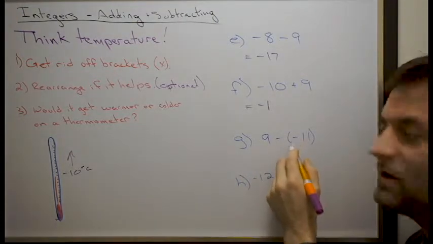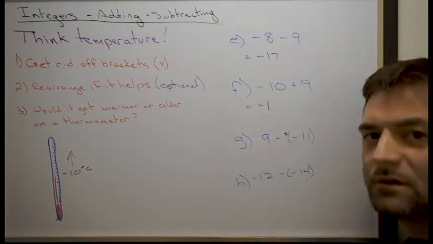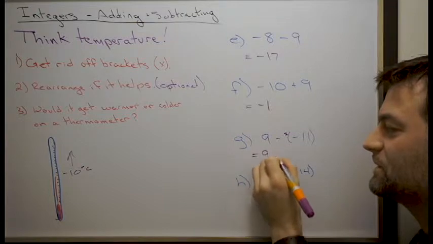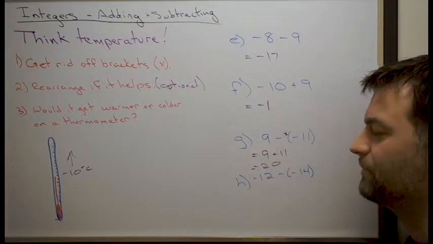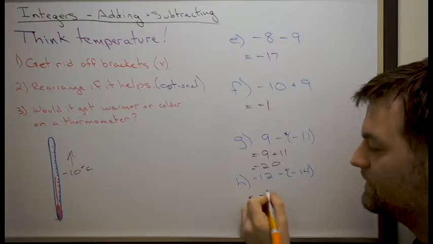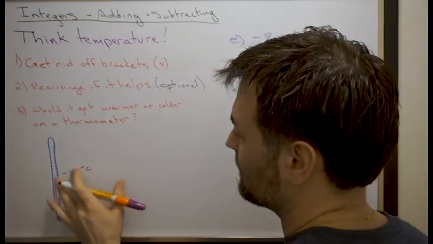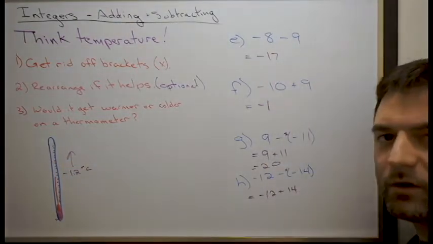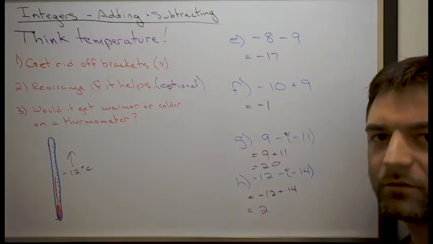And now when we have, again, our brackets with the two negative signs side by side, that means times. So when we're multiplying those two negative signs together, they become a positive because they're the same. So we have 9 plus 11. 9 plus 11 is simply 20. And in our last case, again, multiplying those negative signs, -12 plus 14. So it's minus 12 out, and it's going to get 14 degrees warmer. So that's going to put us above 0. It's going to put us 2 degrees above 0.